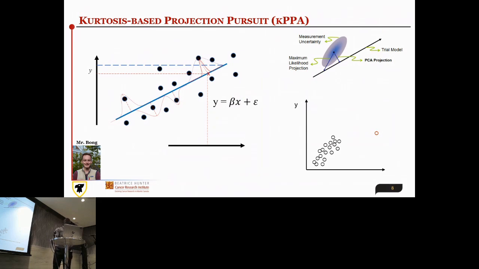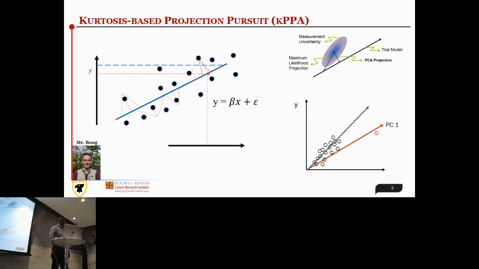So we then developed an approach called kurtosis-based projection pursuit analysis. Essentially, what it does is like this. Let's take this as a simple regression model, and we identify your first principal component. Your first principal component is basically going to be influenced by the high leverage points, the outliers, and so forth, when indeed your solution should be there.